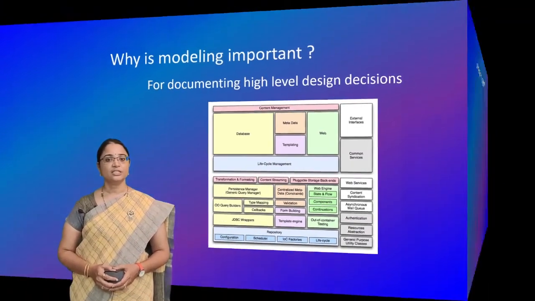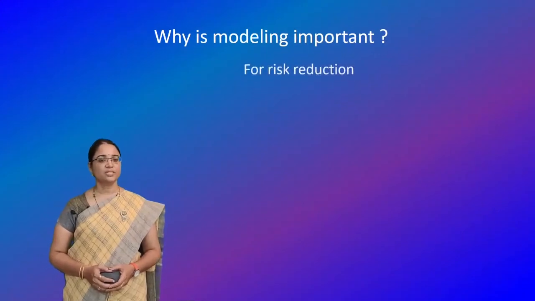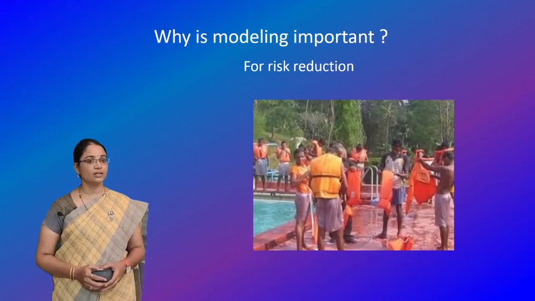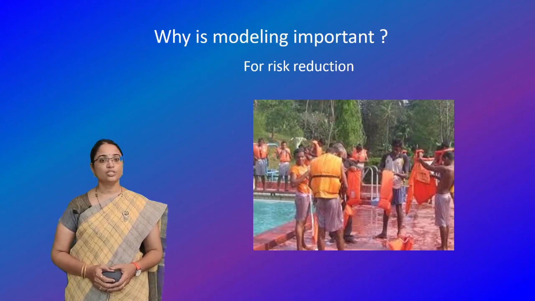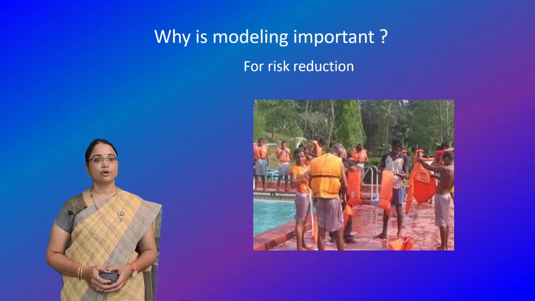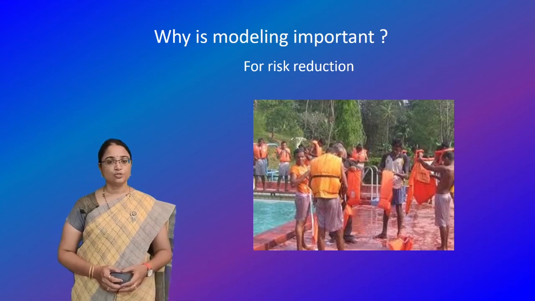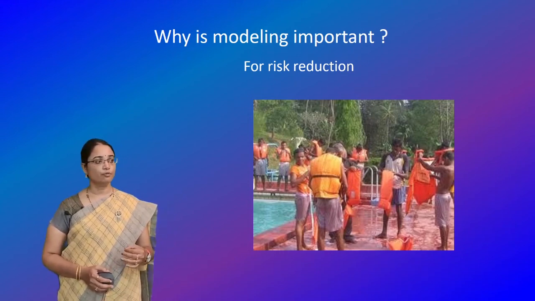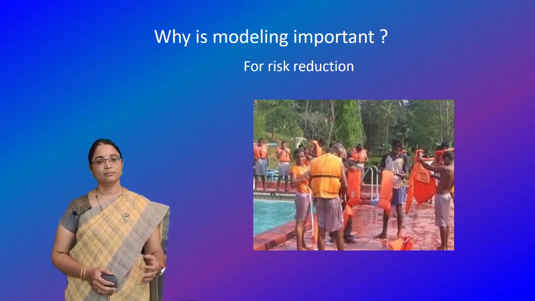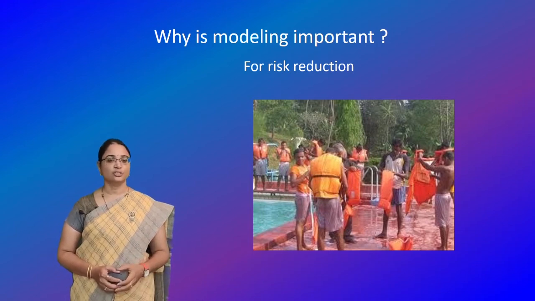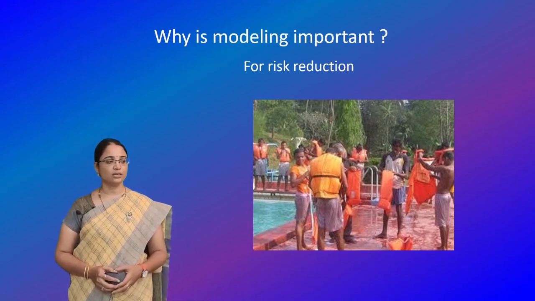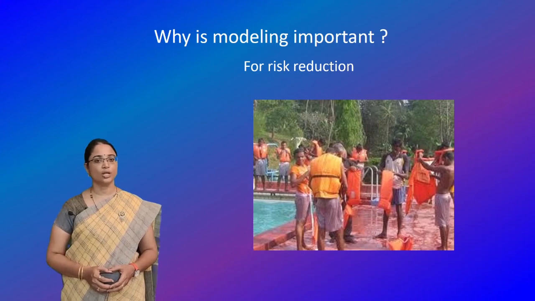Next, for risk reduction. For risk reduction means in the figure you can see that if people do not know swimming, then they wear safety coats to avoid risk during traveling through water. So here also, we want to know what the model can do without a total construction. So this is so that we can avoid the risk. This is the use of using this modeling.